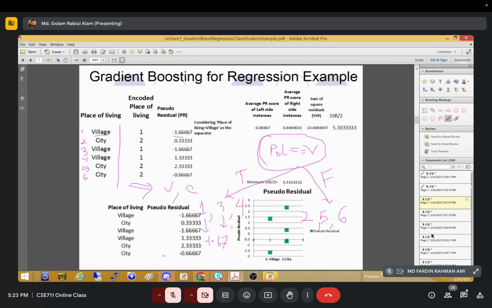And for the 3, it is 0.33. No, for the 3, it is negative 1.67. And for the 4, it is 1.33. And for the 2, it is 0.33. And for the 5, it is 2.33. And for 6, it is negative 0.67.